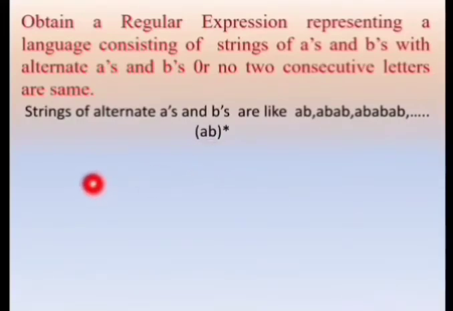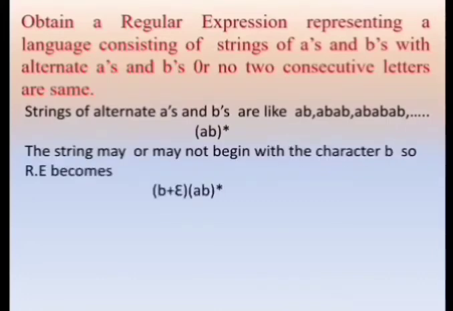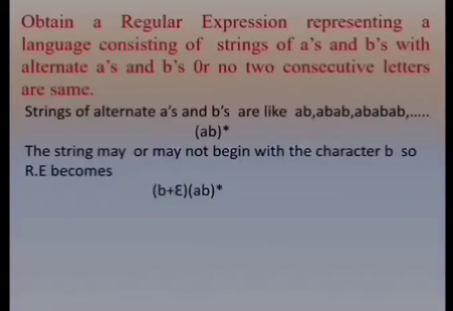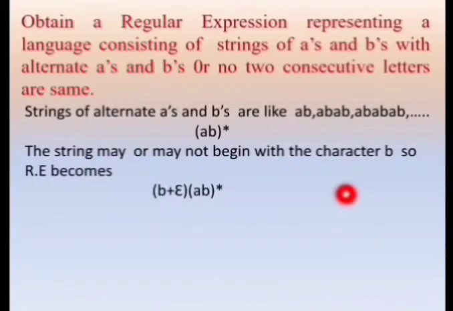Here the string is starting with A, but it may or may not start with B. So the regular expression becomes (B plus epsilon) into (AB) whole star. That means we consider the repeating factor as (AB) star. Before this A there can be either B or there may not be B. That is represented with epsilon. So this is written as B plus epsilon.